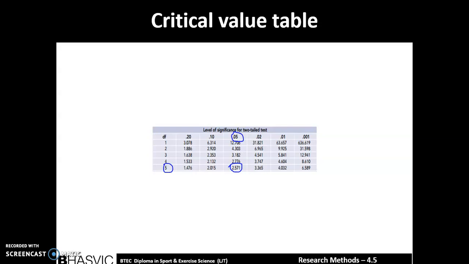However, if the critical value is larger than the t-value, then there is no significant difference within the study. As a result, a researcher must then reject the alternate hypothesis and accept that there has been no significant outcome.